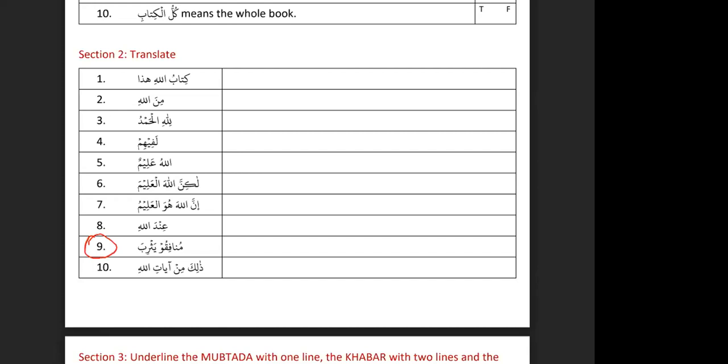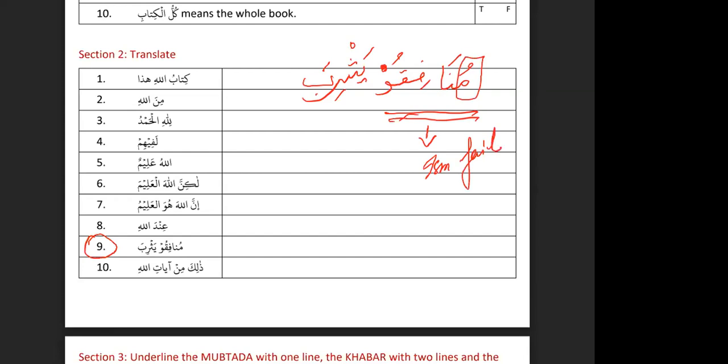Okay, number 9. Munafiqu yathriba. Okay. What is this? Is this an ism, fail, or harf? Ism. Why is it an ism? It has a mu starting. Yes, it is a mu starting, and when we have mu in the starting, it is either isme fail or isme maful. Then we see the ain kalima, and ain kalima has a kasra, which means it is isme fail. Exactly, excellent. Okay, can you analyze it for me, please?